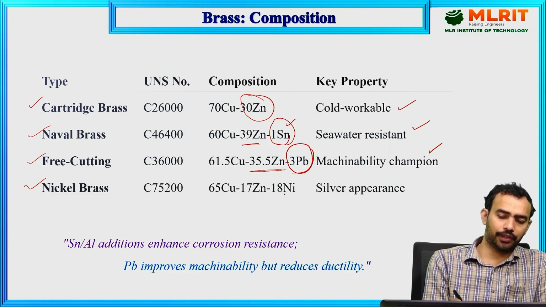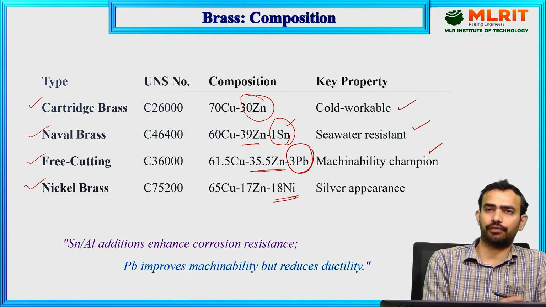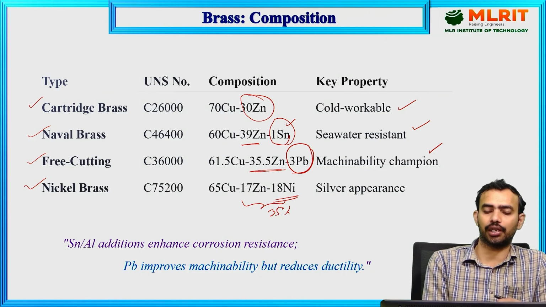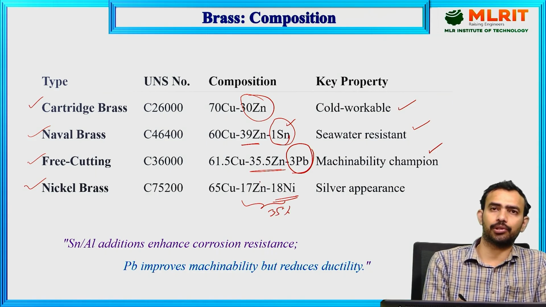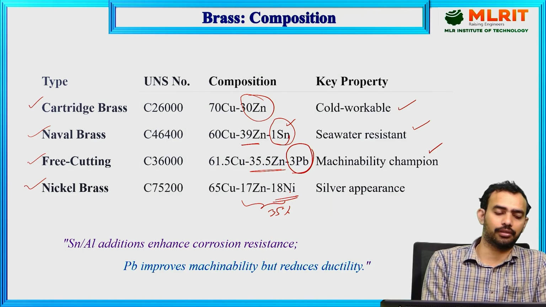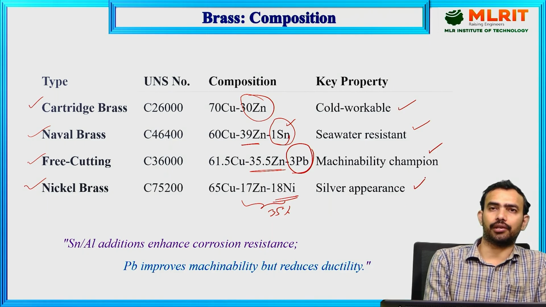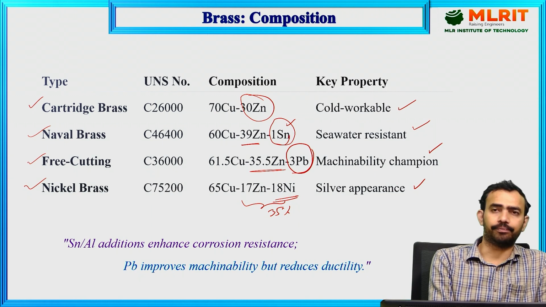With the addition of nickel, zinc is at 17% and nickel is at 18%, together 35%. This is nickel brass, which has a silver appearance. Nickel brings the silver appearance to the brasses; otherwise it is a golden appearance.